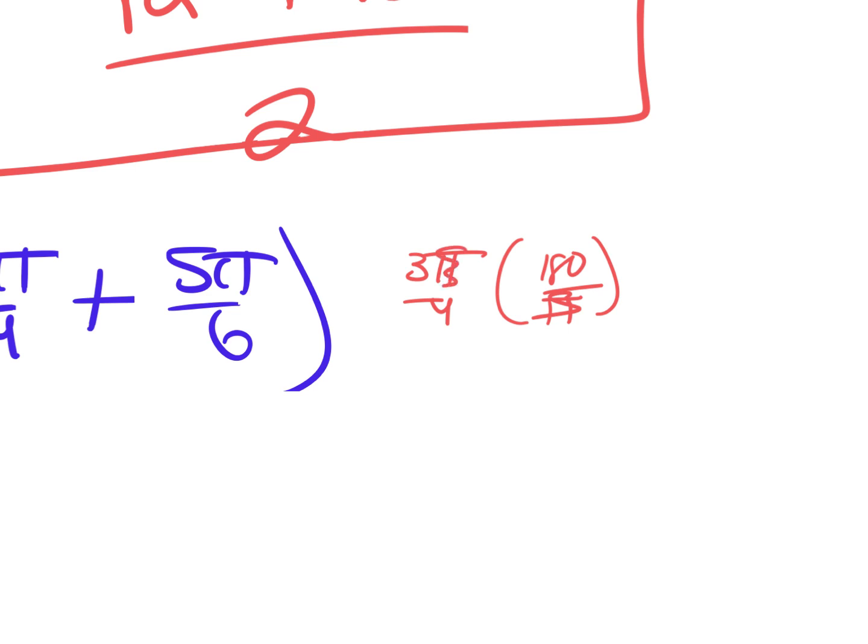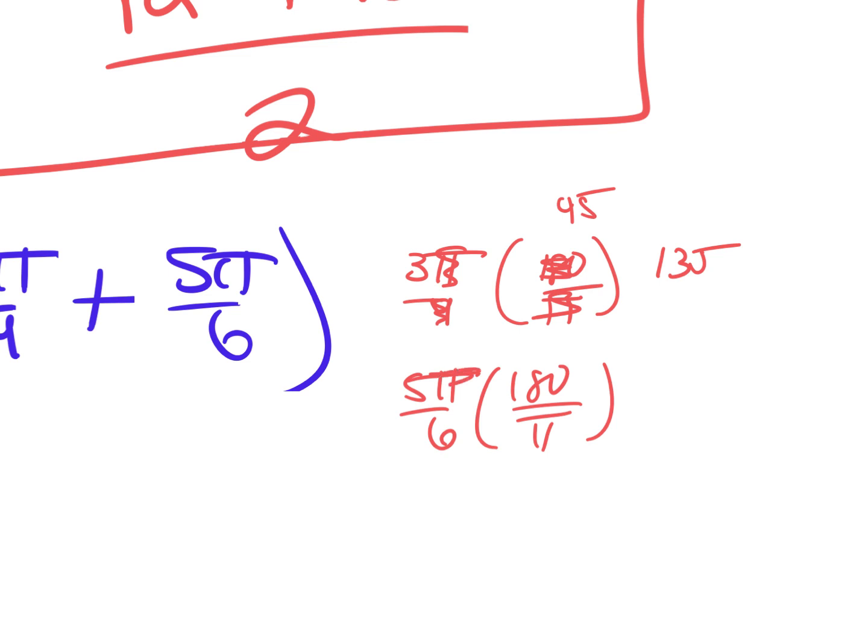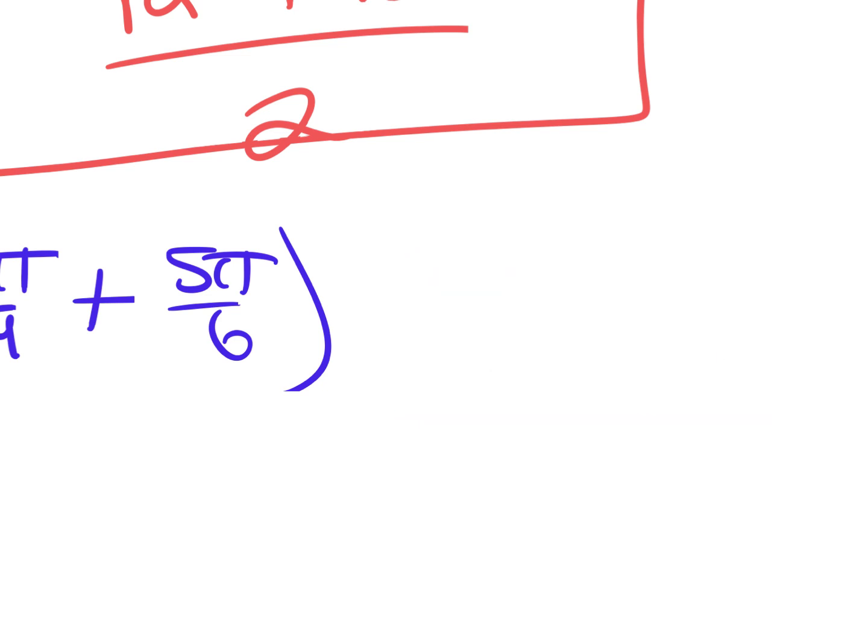What's 180 divided by 4? 45? Yeah? And then times 3? 135? Okay. And then I have 5 pi over 6. And let's convert that. So 6 goes into 180 30 times. So this becomes 150. And then what do I do with those two numbers? What's 135 plus 150? 285, okay?